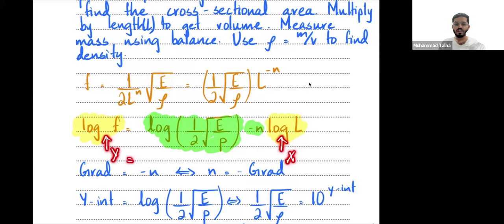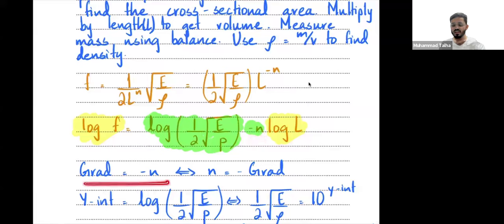And if I compare with the straight line equation, whatever is there with the x is m, and this right here is c, right? So this is my y-intercept, which is log of half root E over rho, and my gradient is just negative n. But the work is not done here, because your examiner will always want you to make the constant the subject of the equation.